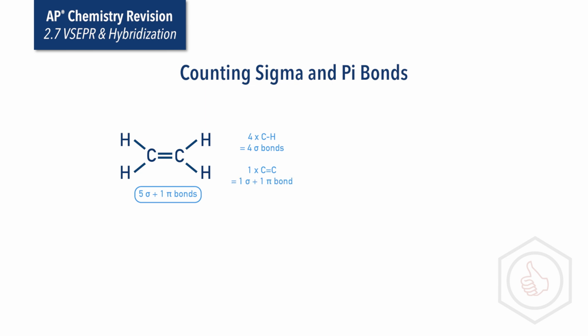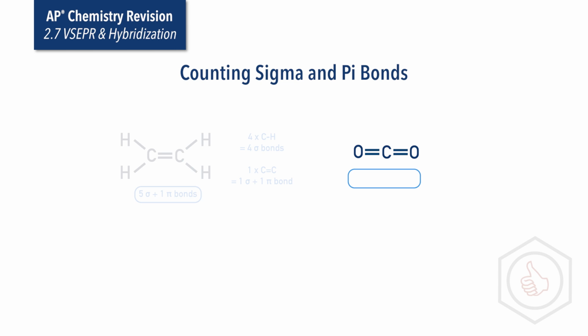In the molecule carbon dioxide, there is a total of 2 sigma and 2 pi bonds. This is because the carbon-oxygen double bond is made up of 1 sigma bond and 1 pi bond, and because there's 2 of them, that would give 2 sigma and 2 pi in total.